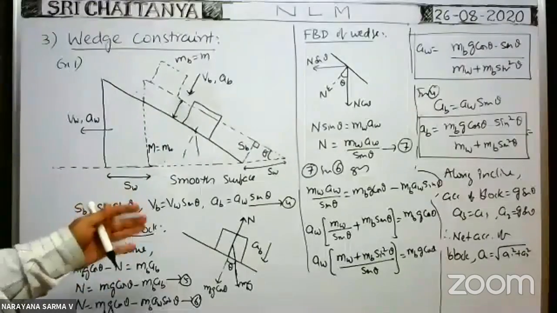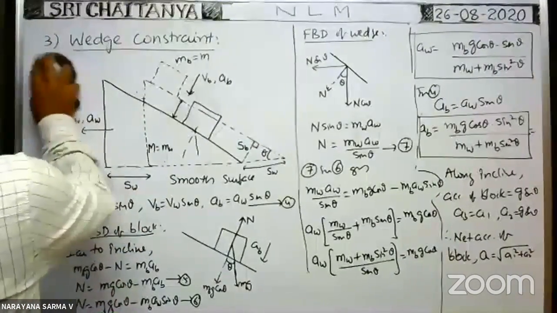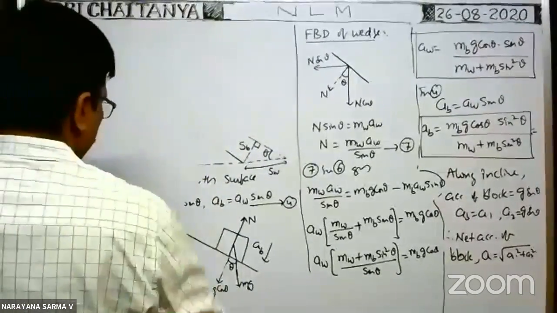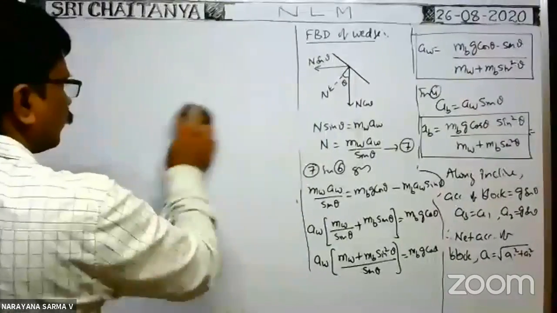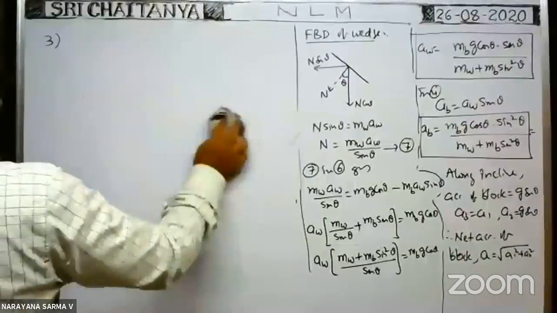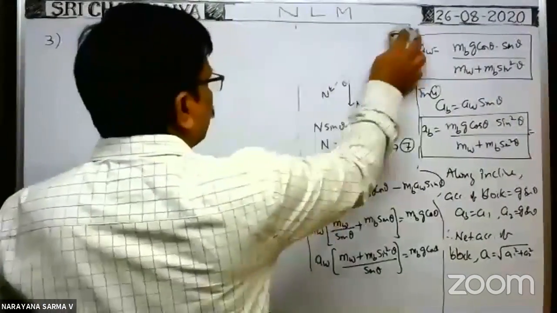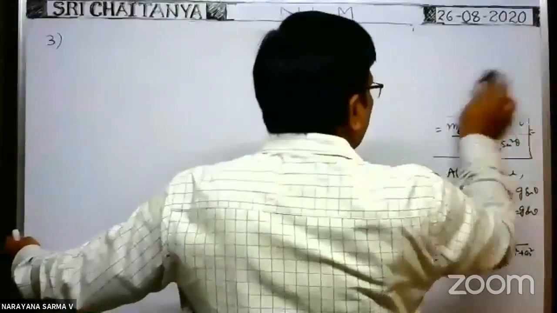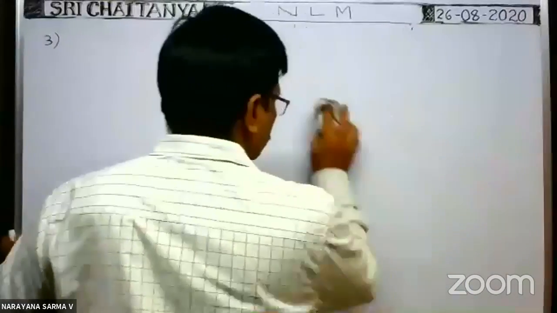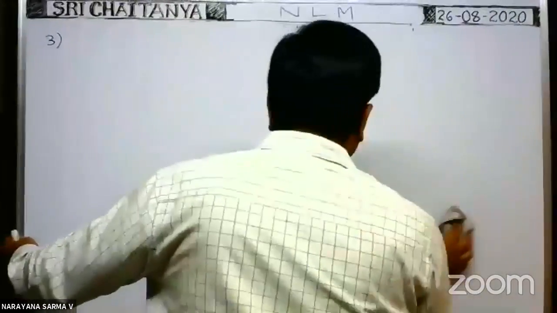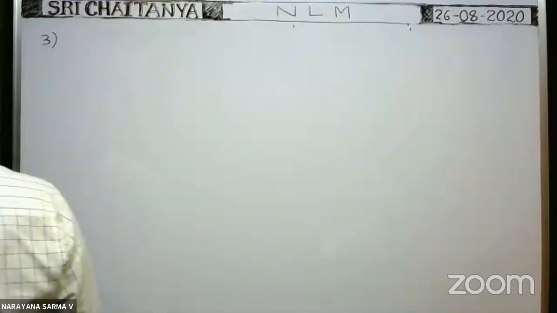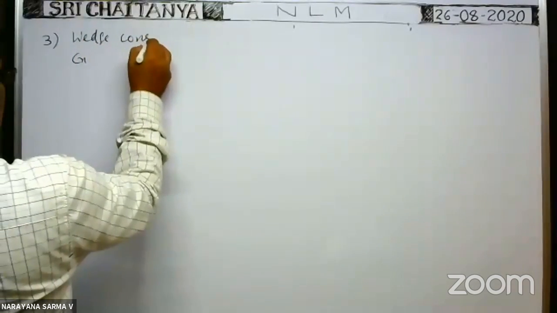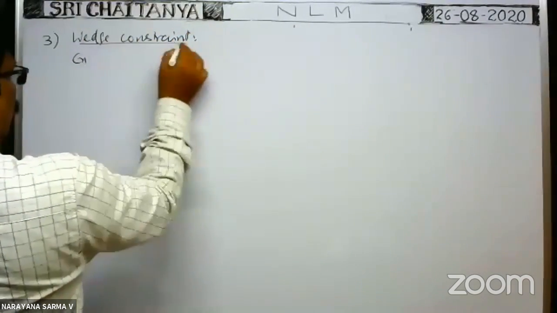So now you see this diagram. Again, you see this video so that you can understand properly. One more wedge constraint is there. One more example. Example 2, in case of wedge constraint.